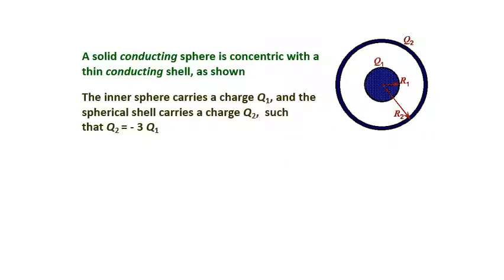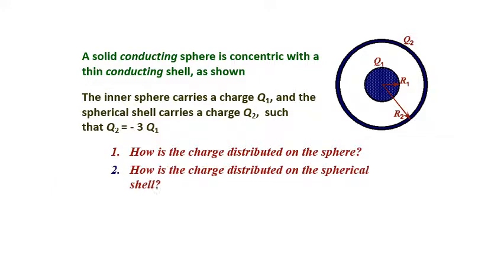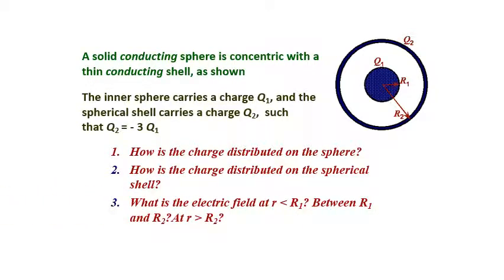Take this as a problem. A solid conducting sphere is concentric with a thin outer shell. The inner sphere carries charge Q1 and the outer shell carries Q2, and Q2 is equal to minus 3 Q1. Now the question is, how is the charge distributed on the sphere? How is the charge distributed on the spherical shell? What is the status of the electric field between the sphere and the spherical shell?